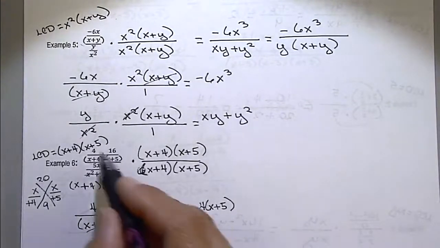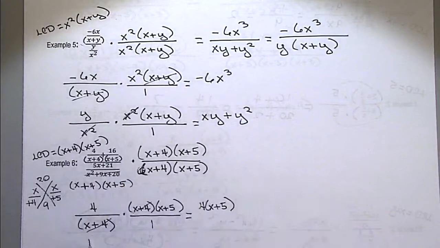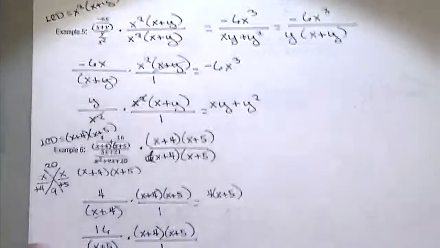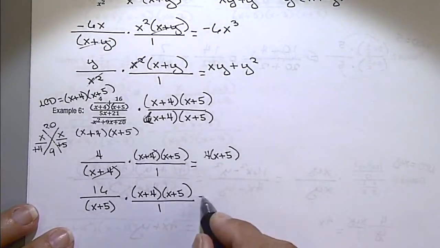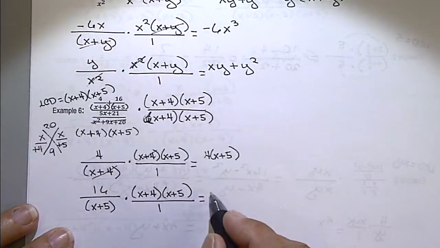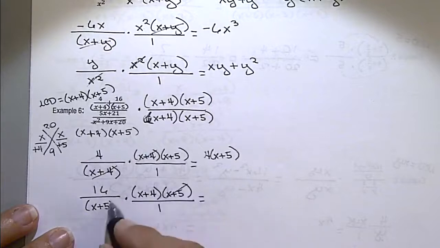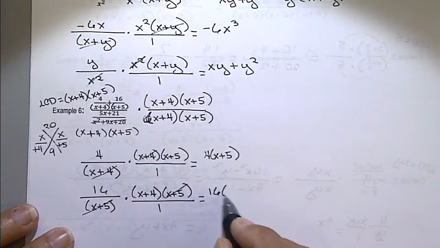Okay, so I got that first fraction fixed. Let's do the second one. 16 over x plus 5, times x plus 4 times x plus 5 over 1, because I multiplied both of them by that common denominator. And what happens over here is I end up with 16 times x plus 4.